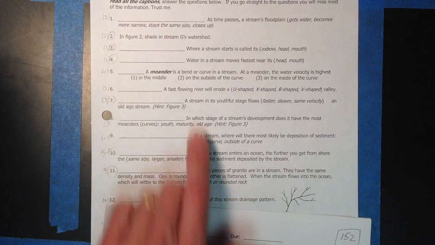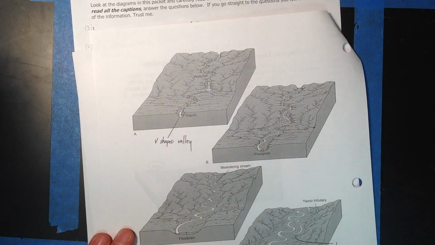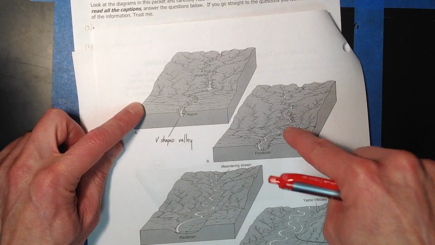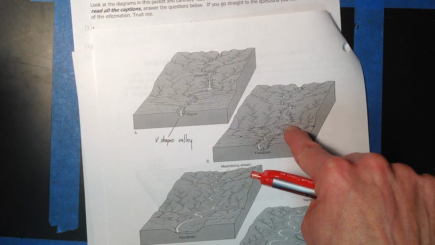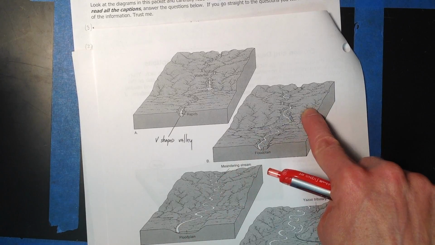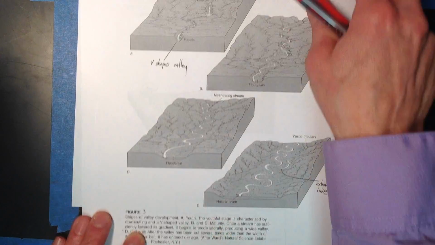A stream in its youthful stage, you really got to kind of look here and read these carefully. So this is the youthful stage. It says it here. A, youthful. B and C are more mature phase, and this is going to be more of an old age stream at D.